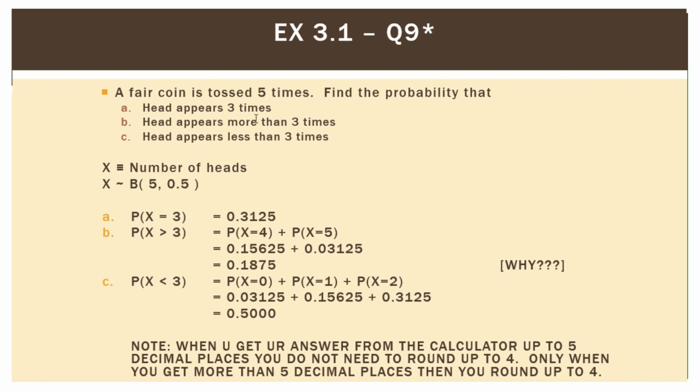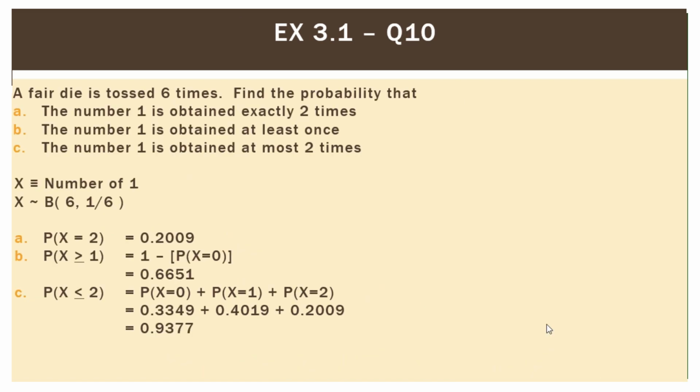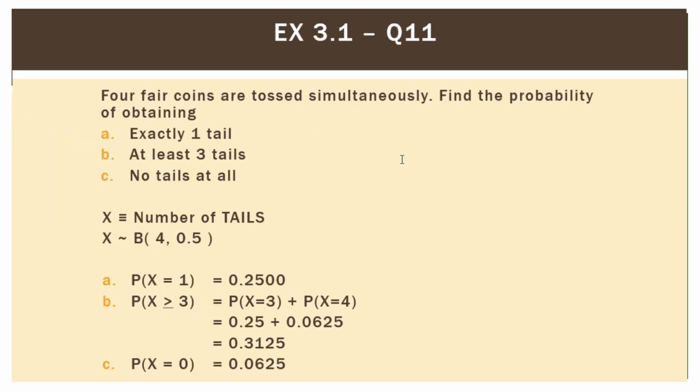So more than 3 times means what? Is 3 included? No. More than 3 times is 4 and 5. All right. Less than 3 times, don't forget 0. Students always forget 0. So 0, 1, 2. All right. Same goes to this. I'm just going to skip this question. It's a quite similar question.